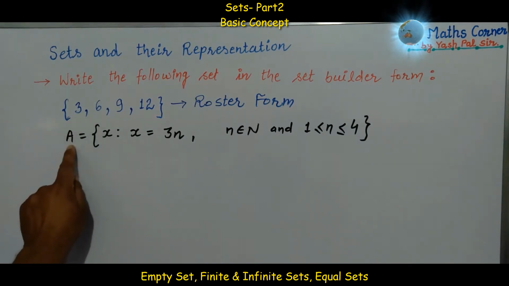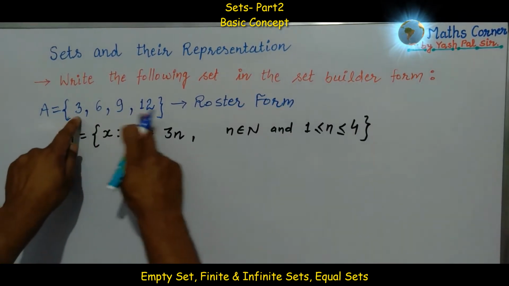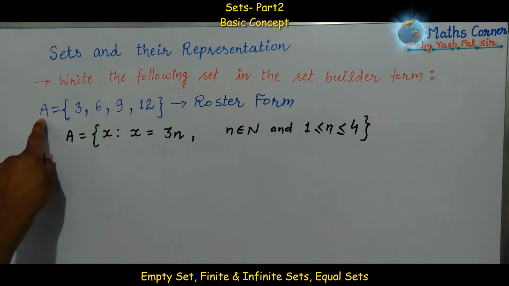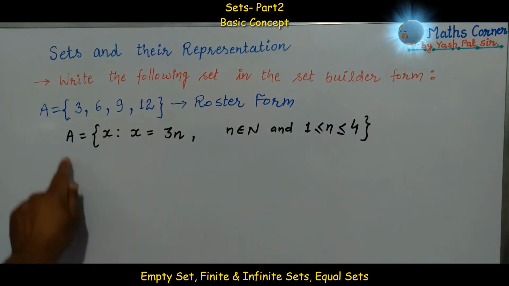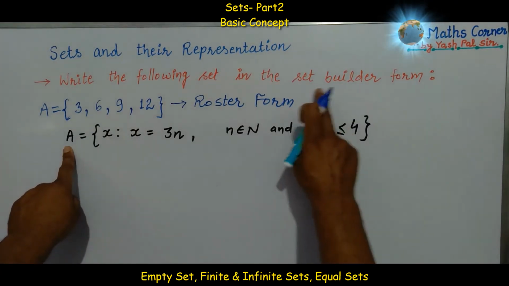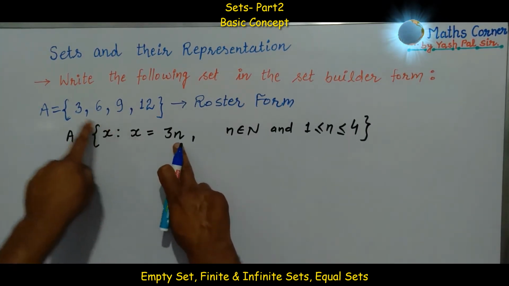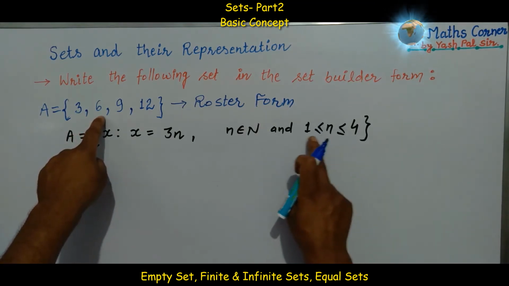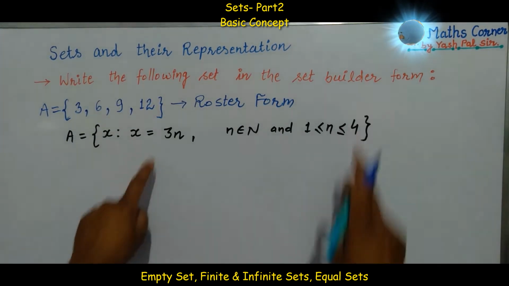Okay, so set A. First of all, we can name the collection with a capital letter of the English alphabet inside the curly bracket. This bracket is called a curly bracket. So in set builder form, A is equal to {x such that x = 3n, where n belongs to natural numbers and n is greater than or equal to 1, less than or equal to 4}. This was the set builder form.